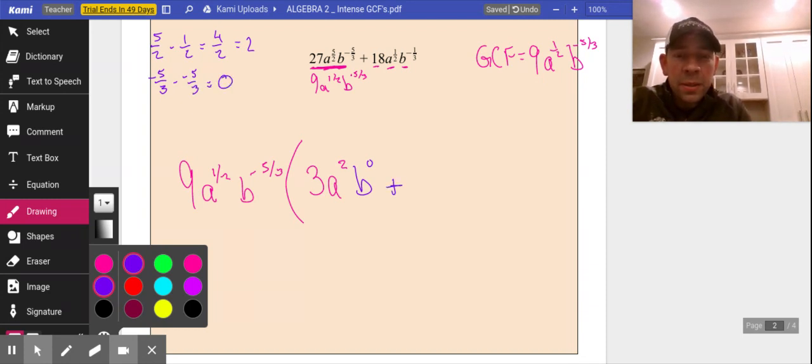Plus, kind of switching colors here on the fly, we've got to divide by that same GCF. Got to be consistent, right? 18 divided by 9 makes 2. 1/2 minus 1/2 makes a to the 0.